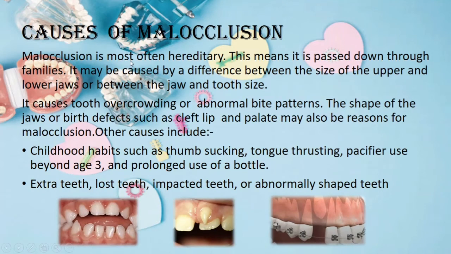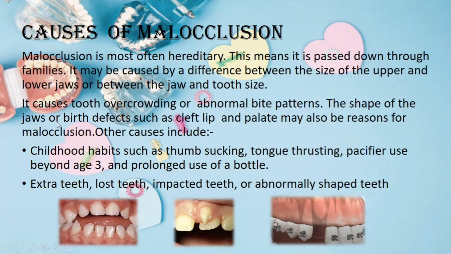Causes of the malocclusion: most often it is hereditary, usually passed on through families. It may be caused by the difference between the size of the upper and the lower arch, meaning for example one arch will be bigger than the other, the upper bigger than the lower or vice versa. Or between the jaw and the tooth size, meaning the jaw is small and the tooth is normal size, or the jaw is very large and the tooth is normal. It causes tooth overcrowding or abnormal bite pattern.